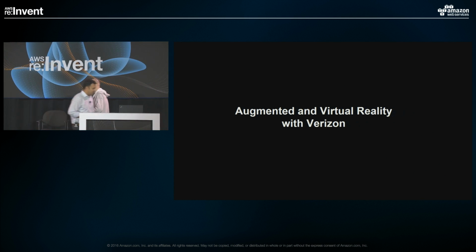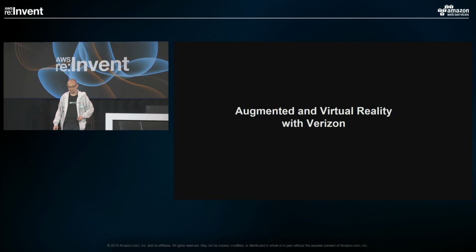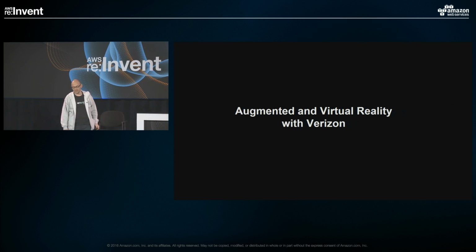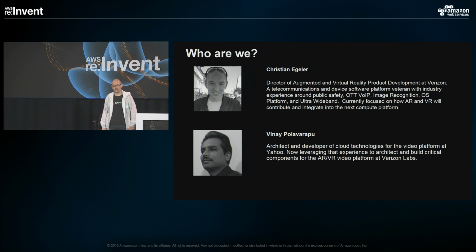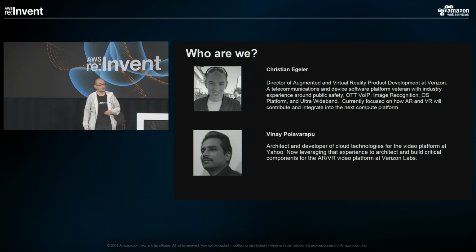AWS. Thanks, Puneet. So let's get started here. Let me describe myself a little bit. So I'm the director of virtual and augmented reality products at Verizon. When Verizon thinks about things, they tend to think about things like platforms, sometimes even more than they do individual products and services. So, my job is to look at the different parts of the business where we can apply virtual and augmented reality technology.